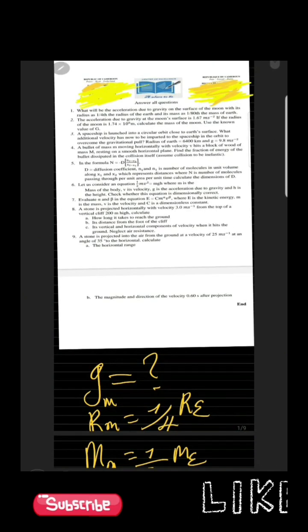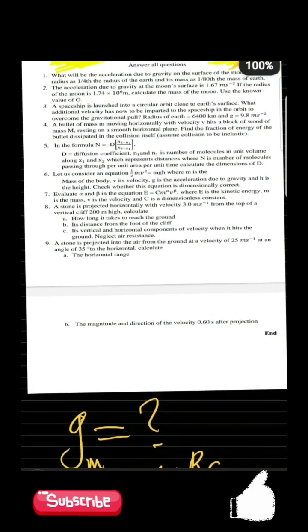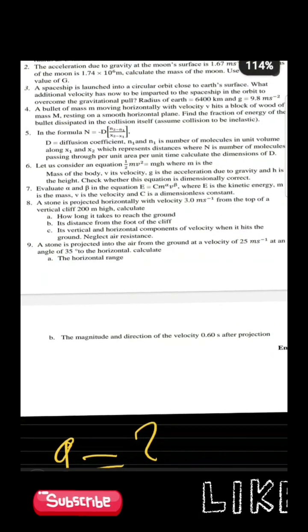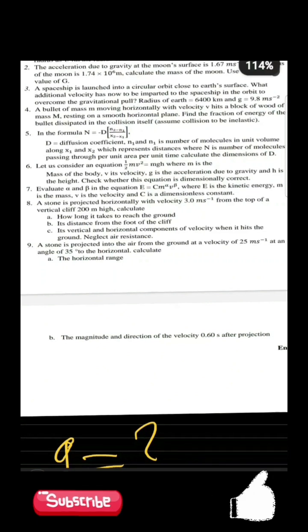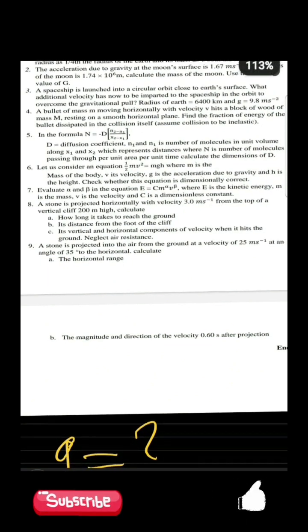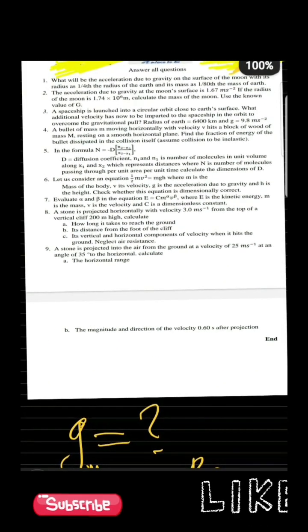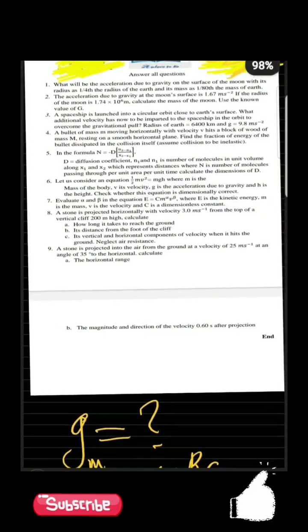Let us see the third one. The third question: A spaceship is launched into a circular orbit close to Earth's surface. What additional velocity has now to be imparted to the spaceship in the orbit to overcome the gravitational pull? Radius of the Earth equals 6,400 kilometers and g equals 9.8 meters per square second.